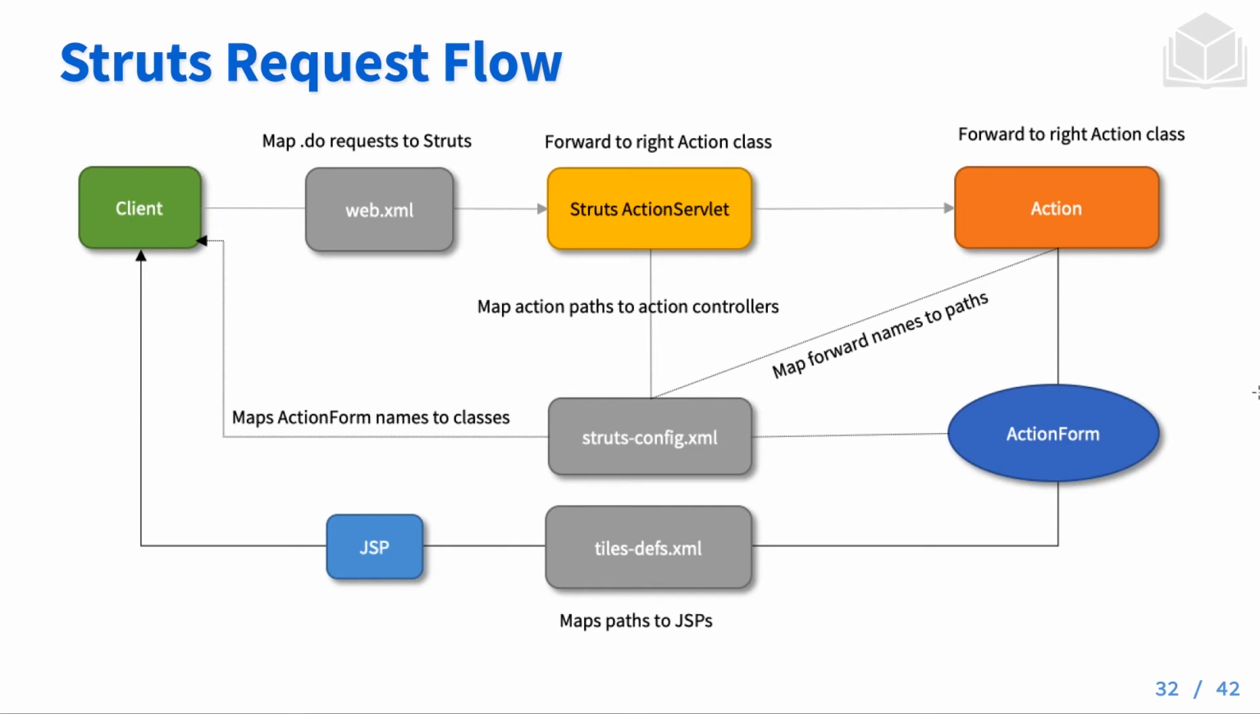Here we can find a Struts request flow that does exactly what we just went over. So our client is going to send requests, and those requests are mapped in our web.xml to Struts. The Struts action servlet is going to forward those to the right action classes, which will take us to the action, and that action is going to forward us to the right action class. These will all be on the action form. Then the action form is going to go from the struts-config.xml or the tiles-defs.xml either to the JSP or to map the action form name to the classes.